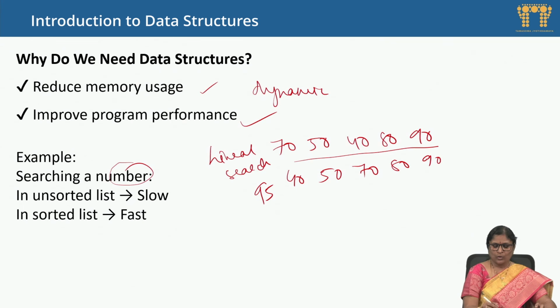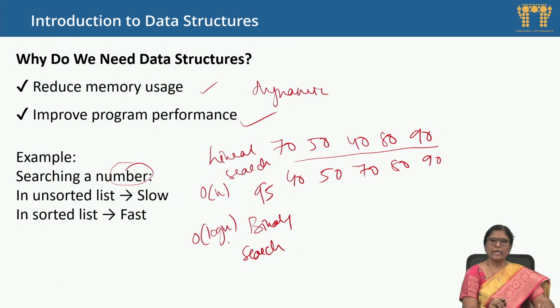Then what? To find an element, whether it is present or not, we apply binary search. When you apply binary search, the time complexity gets reduced. Linear search takes O of n in the worst case, whereas in binary search, the time complexity to search an element will be O of log n. So these are the various reasons why we need a data structure.